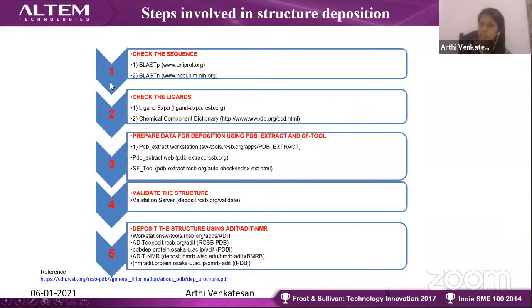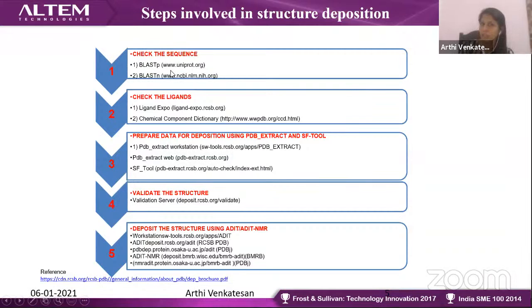So first of all, they will be checking the sequences. They'll be checking the sequences through BLAST-P. You're all aware of BLAST as well as BLAST-N. BLAST-P is protein. You can search the sequence against a protein, and you can search for the sequence against nucleotide. So this is what you have to do, check the sequence.